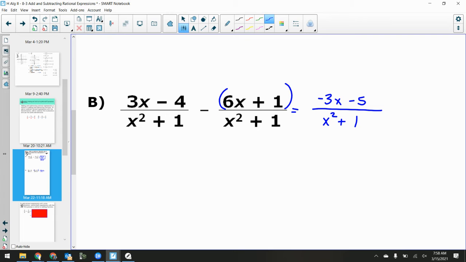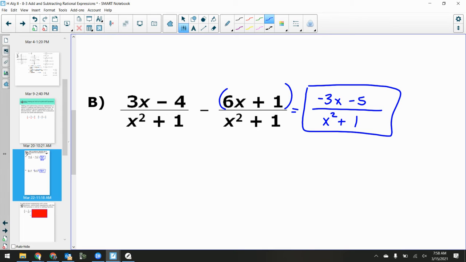So I have -3x minus 5 over x squared plus 1. Does -3x minus 5 factor at all? No. Does x squared plus 1 factor? No. So I'm done. x squared plus 1 does not factor. So there's my answer. Now let's take a look at what x cannot be.